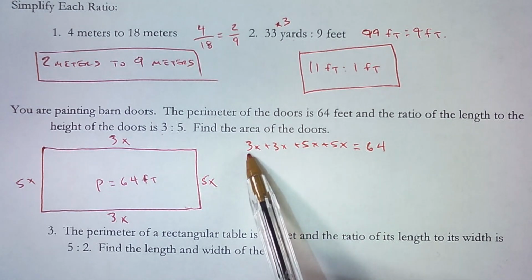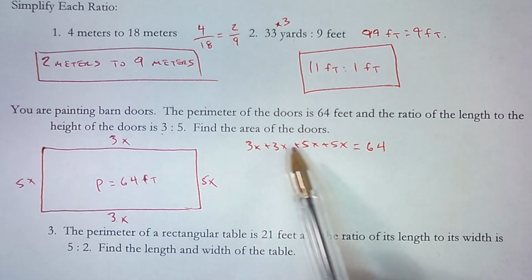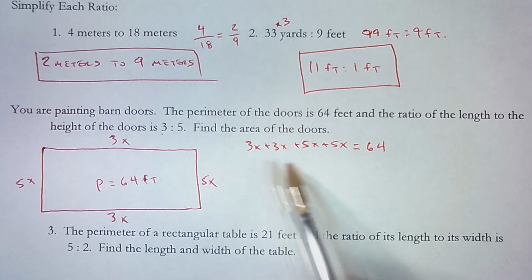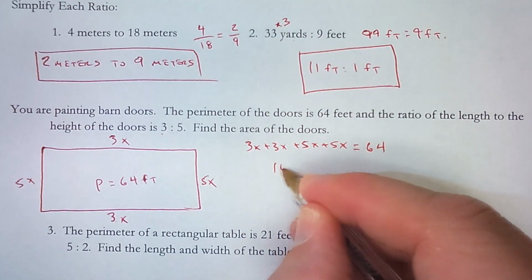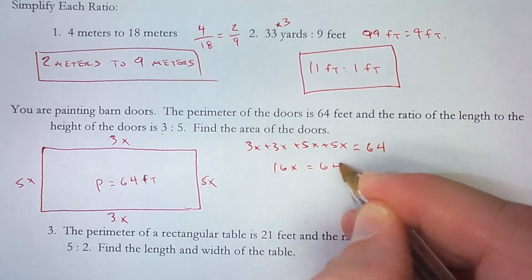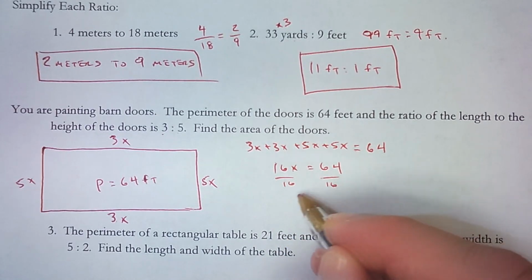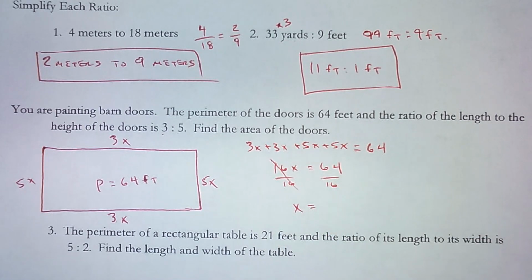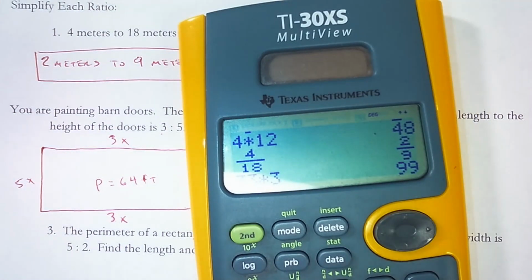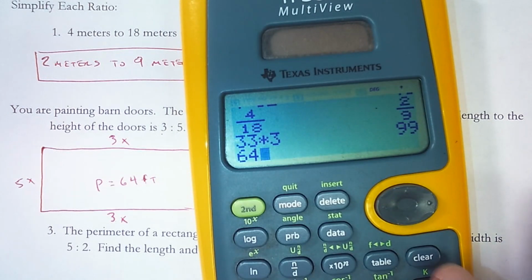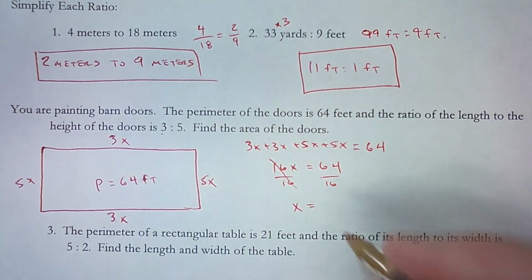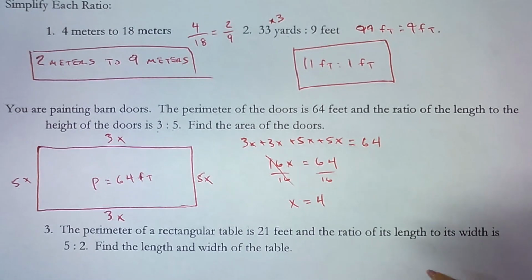So I can combine like terms. I've got 3 and 3, that's 6. 5 and 5 is 10. So when I put that all together, I have 16 x's equals 64. And I can divide by 16 and get x equals, so 64 divided by 16, and that is 4. So x is 4.